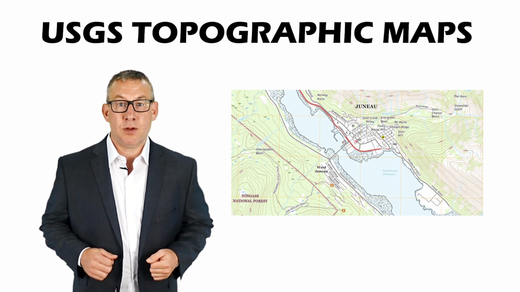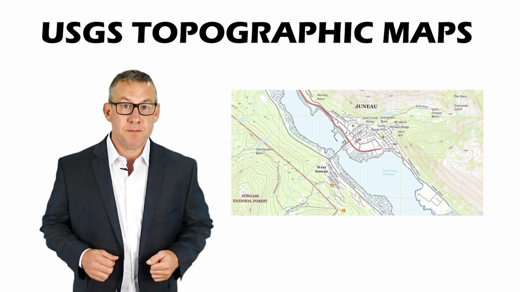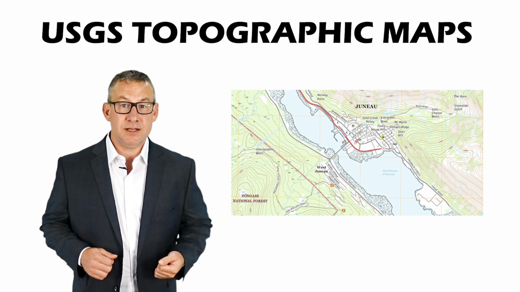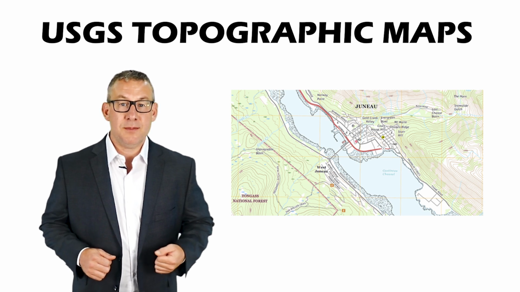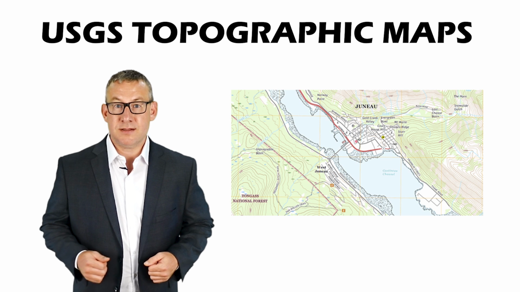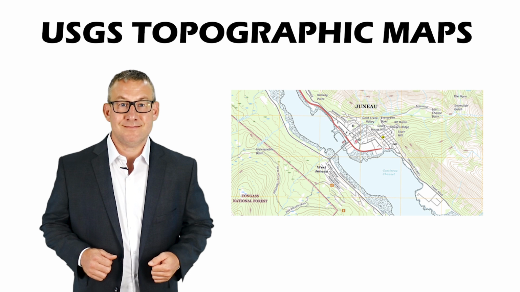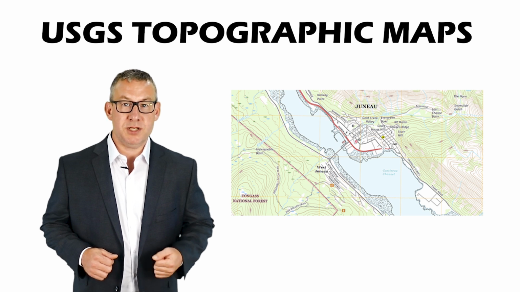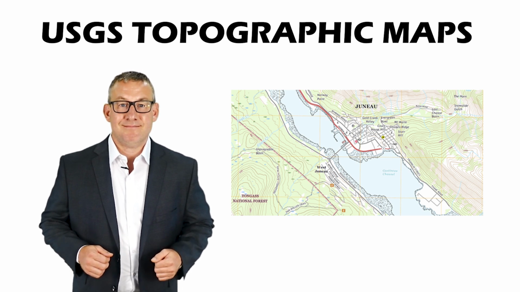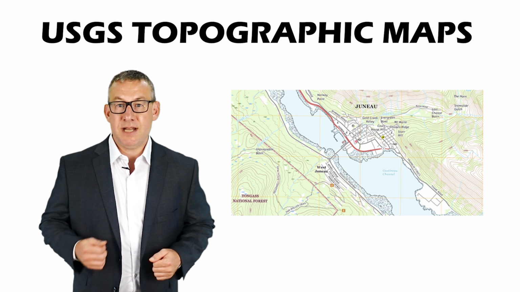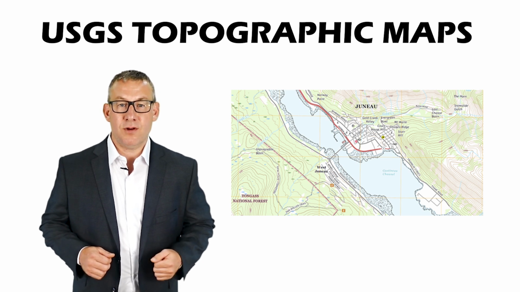USGS topographic maps portray natural and human-made features within the themes of elevation, hydrography, place names, boundaries, structures, and land cover. USGS topographic maps are georeferenced to NAD 83 or WGS 84 datums and projected to the UTM projection. USGS topographic maps are available in GeoTIFF, JPEG, and KMZ format from the USGS.